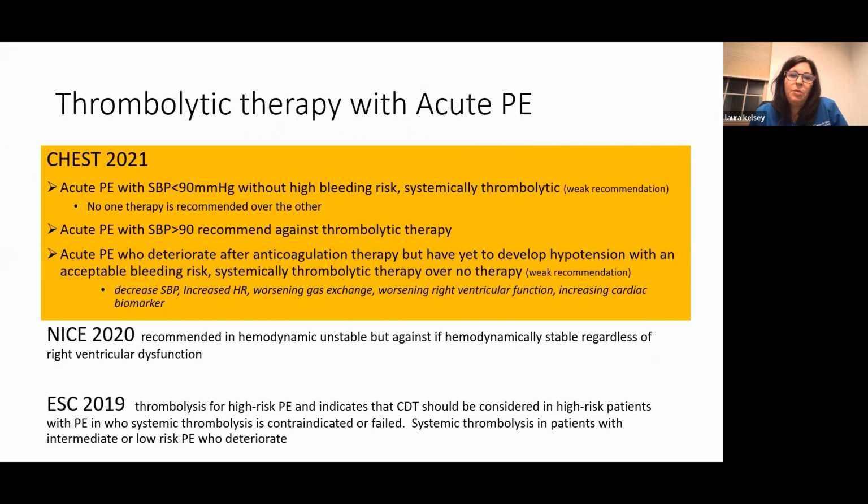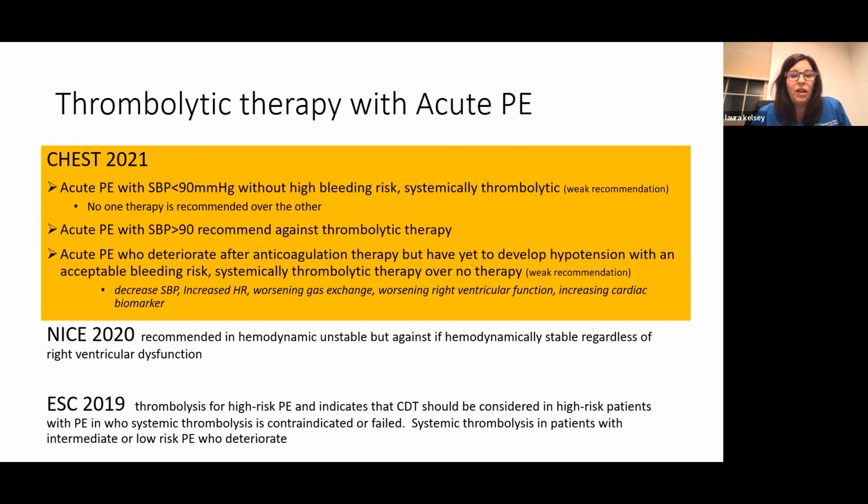What about thrombolytic therapy? The only indication for this is if someone is hypotensive, so shocky, without high bleeding risk, and it's systemic thrombolytic therapy. If their blood pressure is over 90, or they're non-shocky, they recommended against it. And the other indication is patients who deteriorate after anticoagulation therapy. So they're declining, they just haven't developed hypotension yet, and they have an acceptable bleeding risk, then sure, you can use it. But it's systemic thrombolytic therapy.